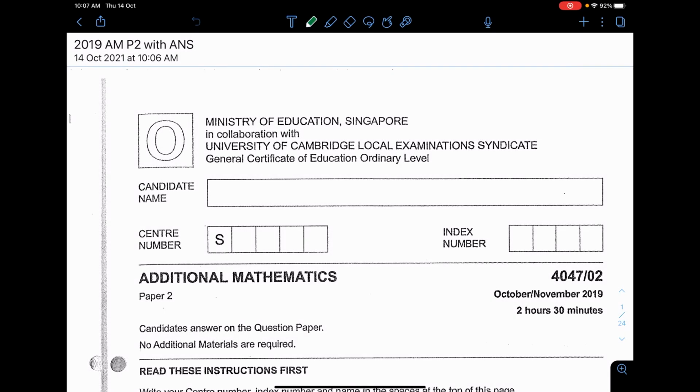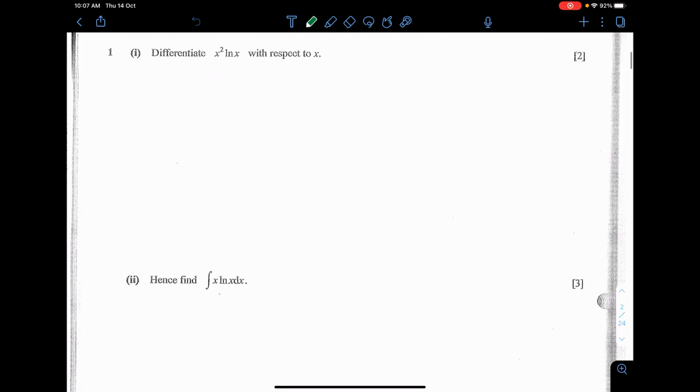Okay everyone, let's start with 2019 A Maths Paper 2. Continue on with the questions here. Alright, first question, x squared ln x differentiated with respect to x. This is a product rule.